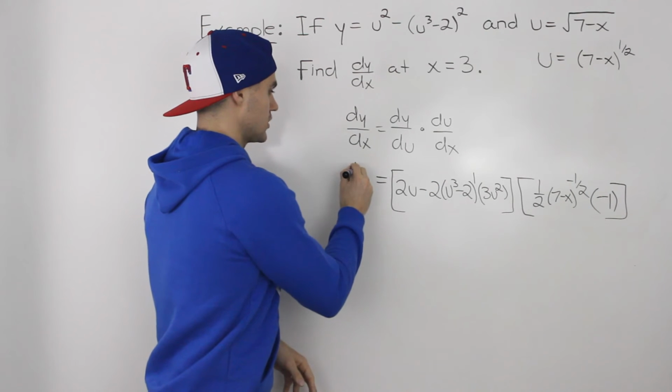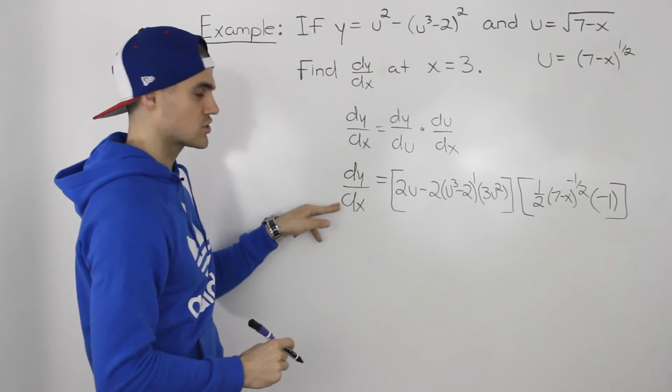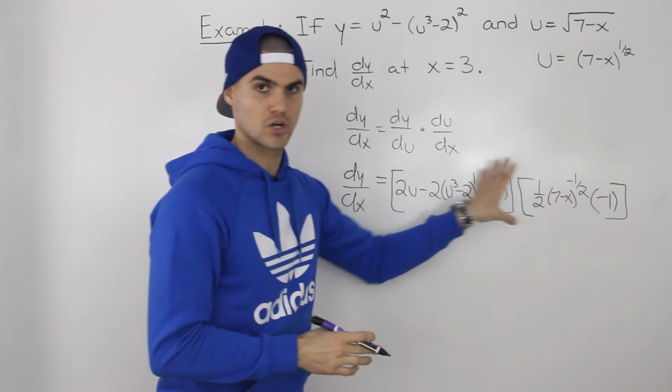Now, usually what happens is when we're finding the derivative of y in terms of x, the general derivative, you want everything to be in terms of x.